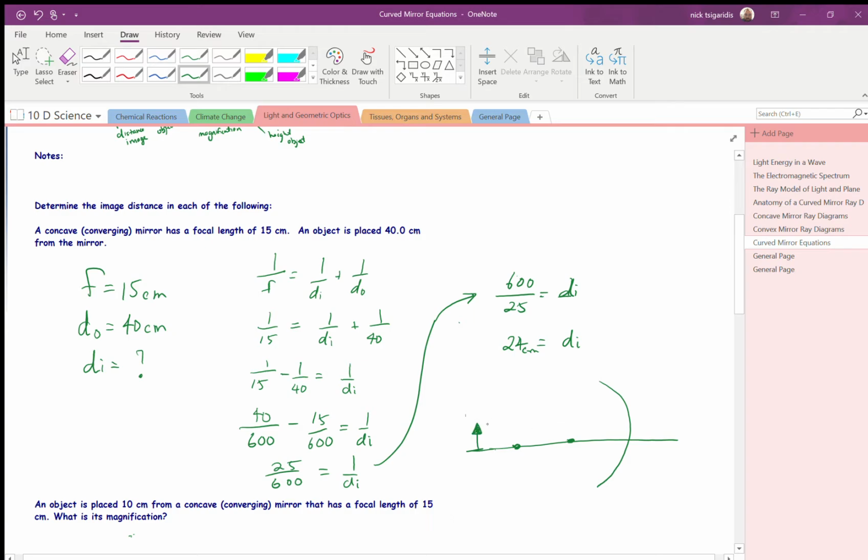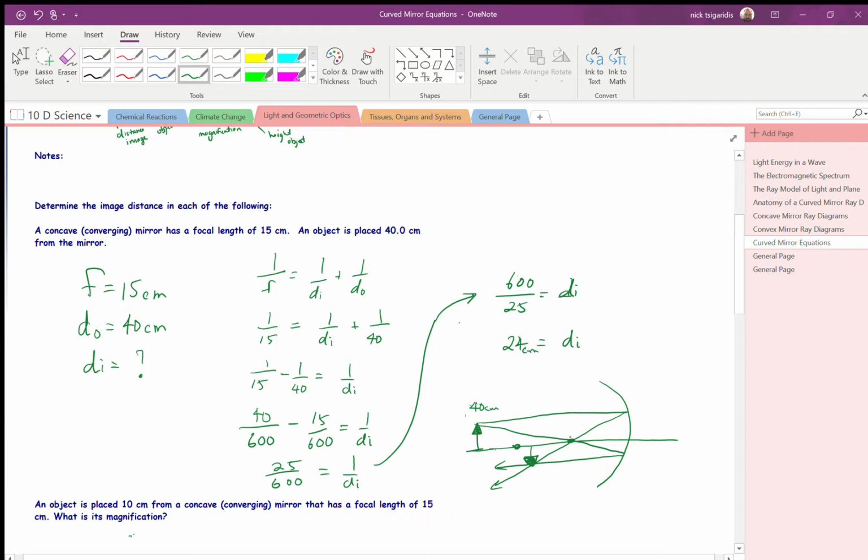If I'm doing my ray diagram, I'm going to have my first line come across parallel. It's going to reflect through the focal point. My second one's going to go through the focal point, hit my mirror, reflect parallel to the principal axis in this direction, and it's going to cross somewhere around here. Now the object was at 40 centimeters. So this guy's at 40 centimeters. My image is at 24.